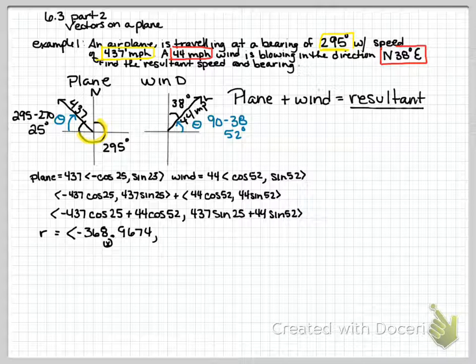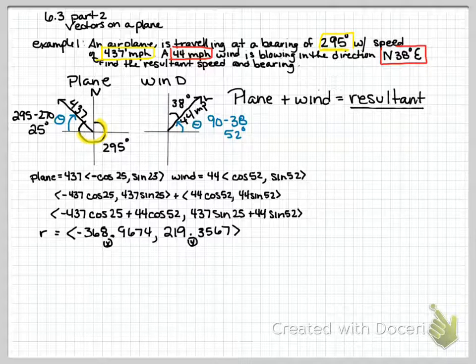Now do the same thing for y. Go 437 sine of 25 plus 44 sine of 52. And I get 219.3567. Same thing. This is kind of like a y, so I'm going to store it under y. Alright, so this is our resultant. And you're probably like, okay, so what does that tell me? Well, one, it kind of tells me what quadrant I'm in. My x is negative, my y is positive. I'm still in quadrant 2. Okay? So when I'm going to find my new bearing and everything, I need to remember that.